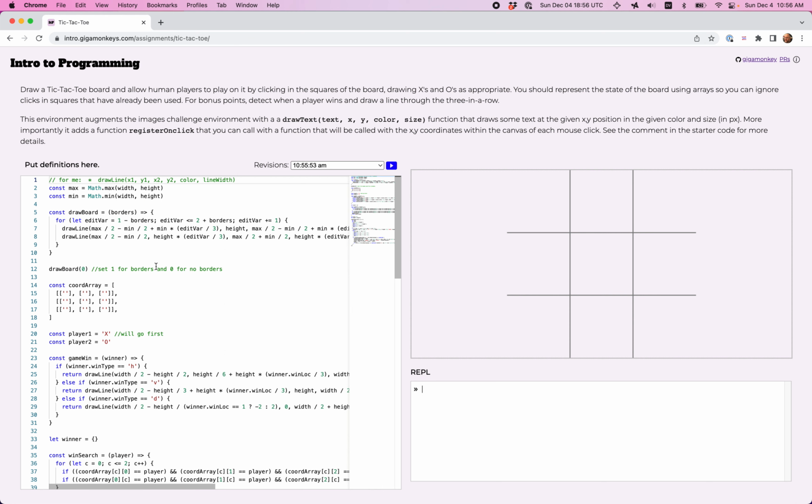All right, so let's now take a look at what we've got. We've got max and min, which is the min and the max of the dimensions, width and the height. Draw board looks like it draws the board itself, the grid, and it has this argument borders that says whether or not to include borders. I assume if we change this to 1, it'll put a box around the whole thing. Okay, that seems fine.